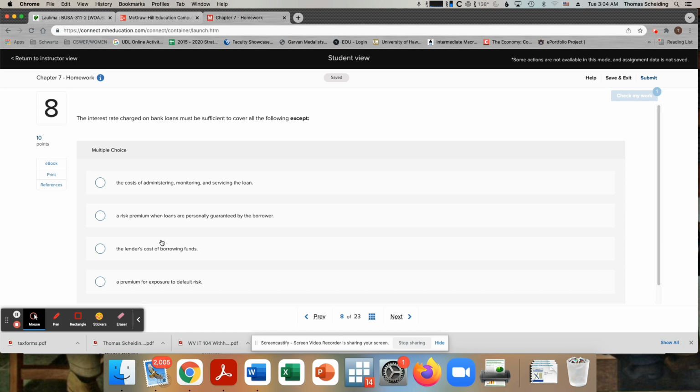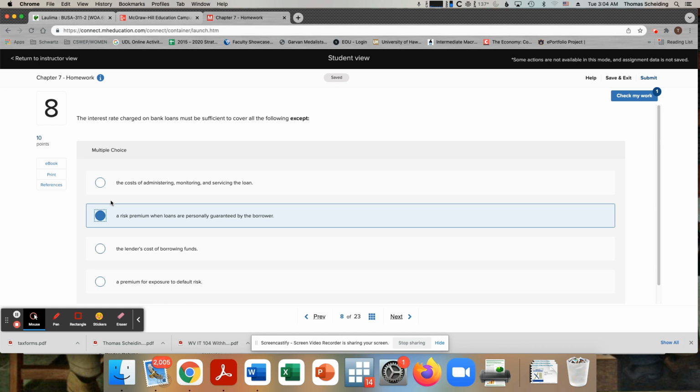So what am I missing here? Sorry, I have to read this again. The interest rate charge must be sufficient to cover... Oh, duh. Sorry, I have to go back on what I said here. I misread this. This would have to be the risk. So the interest rate wouldn't be high enough, so it wouldn't be sufficient.